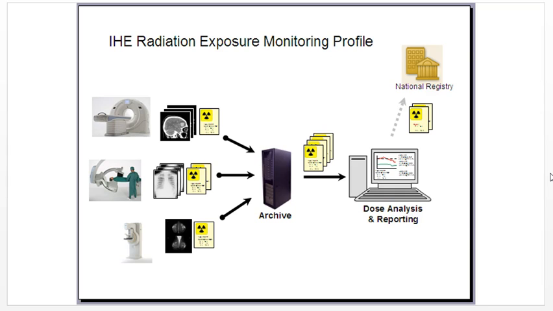This is the IHE radiation exposure monitoring profile. Interestingly, the gray line predicts a national registry of radiation dose monitoring, probably under the management of some federal agency. That hasn't happened yet, but it's coming.